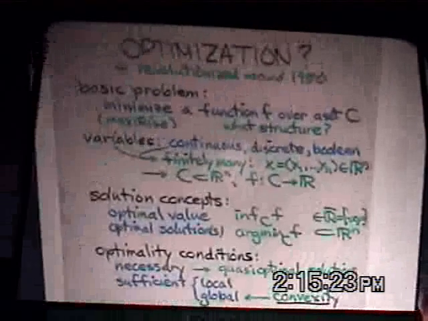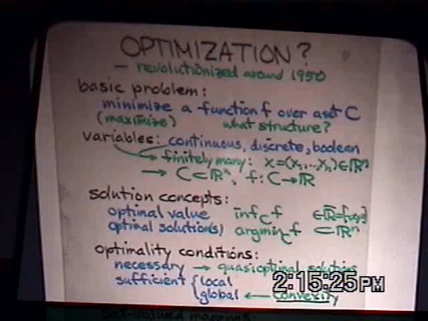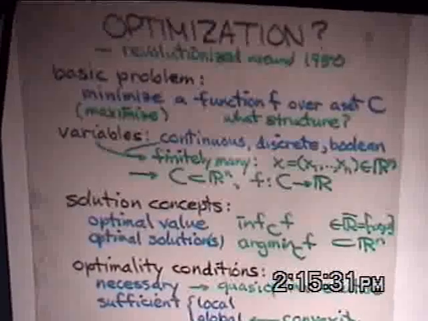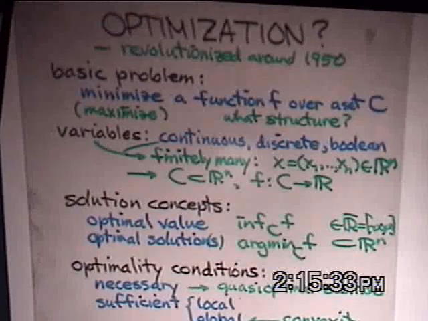So first, I need to explain to you something about optimization. There was such a thing as optimization for a long, long time, but it was not called optimization. The word optimization comes from the period around 1950 and the advent of computers.